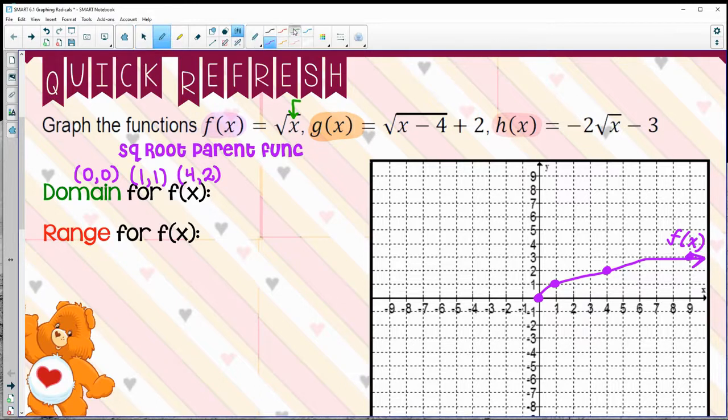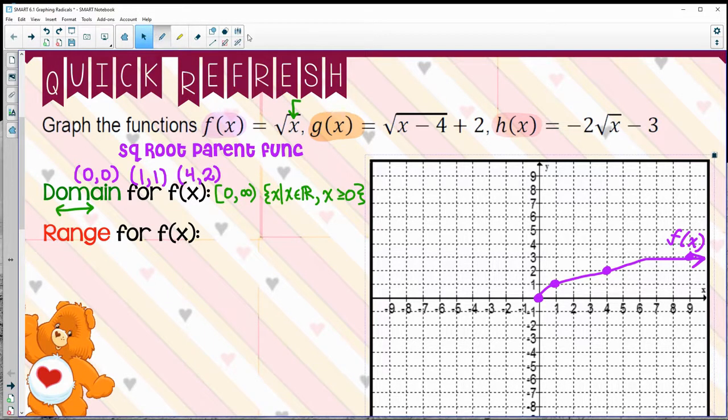Okay, domain. What can I put in a function? Left to right. Well, we can see I can't put negative numbers in. We can even see that in the graph. There's no parts of the graph that are over here. Looks like I could plug in 0. I can plug in every number after that. So I can bracket 0 to infinity.